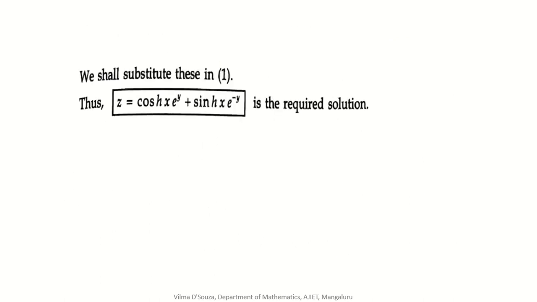So substitute the values of f of x and g of x in equation 1. What do you get? Z is equal to f of x e power y plus g of x e power minus y. F of x is cos hx, g of x is sin hx. So what is the required solution? The required solution is z is equal to cos hx e power y plus sin hx e power minus y.